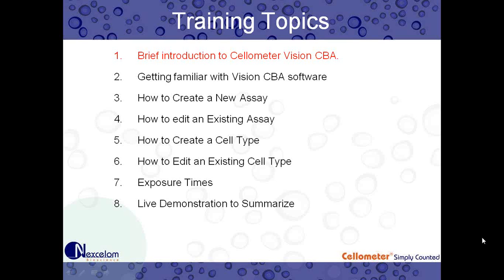We're going to go over briefly the Cellometer Vision CBA, and we're going to get familiar with the software. We will create a new assay and edit an existing assay. We'll go over how to create a new cell type and how to edit an existing cell type. I'll also go over user times, and I'll do a live demonstration to summarize everything we've learned so you can see it.